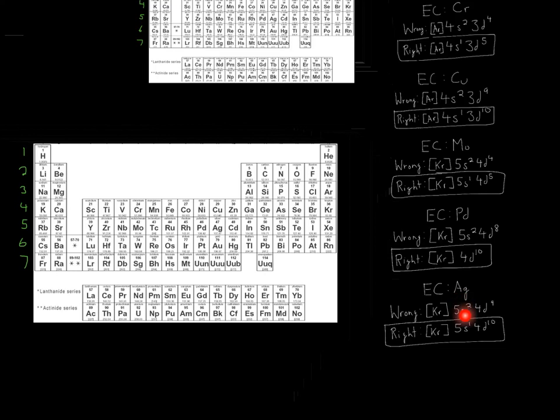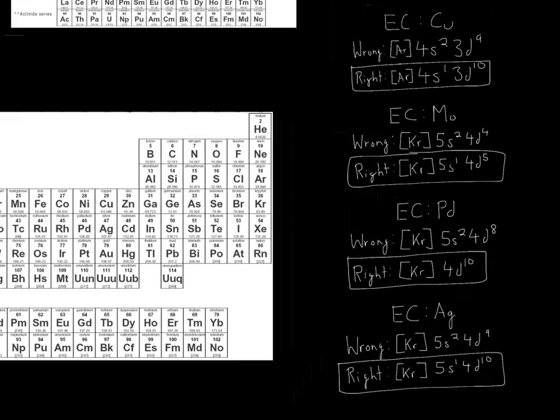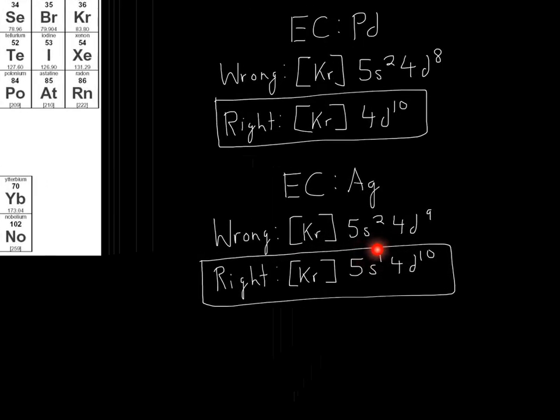The final one is just Ag, and Ag is, like I said, krypton, and then it'll be 5s2, and as soon as you hit the D block, it'll be minus 1, so it'll be 4, and then you count, it'll be 4d9. However, it's more stable when it's 10 electrons. So it'll donate 1, let me zoom in a little bit. It'll donate 1 from the S block to the D block, and it'll become 5s1, 4d10.